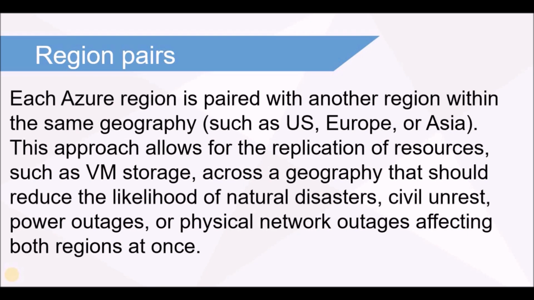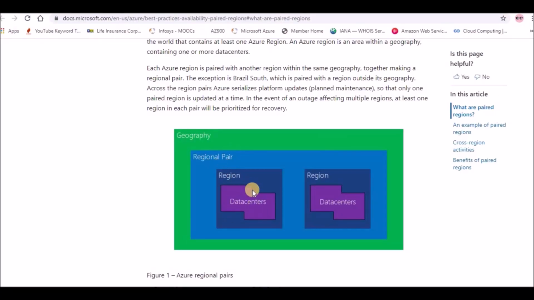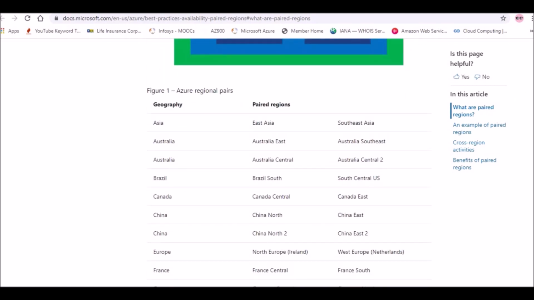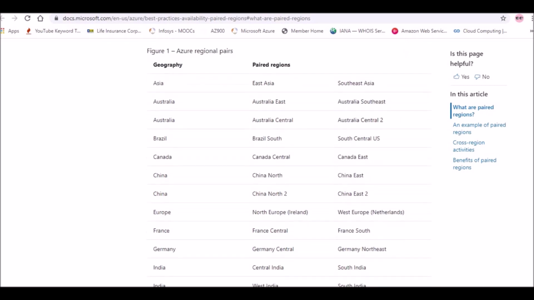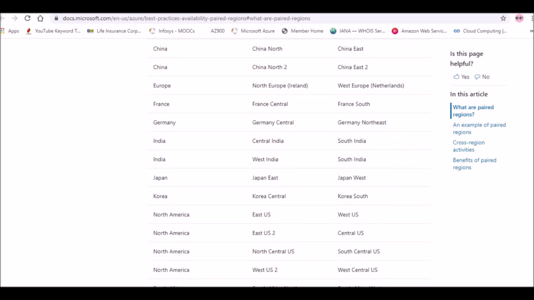The most advantage with regional pairs is whenever there are natural disasters. So if you see here, one region is paired with another region, it is called a regional pair. If you scroll down, you can see that in Asia, East Asia is paired with Southeast Asia. So like that, you can have a list view here. And if you scroll down, you can see all the countries.